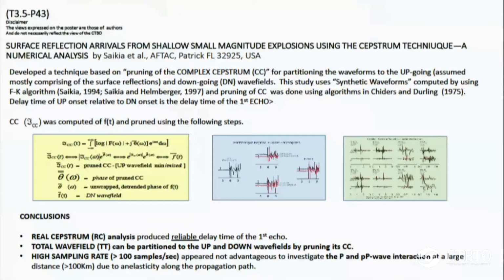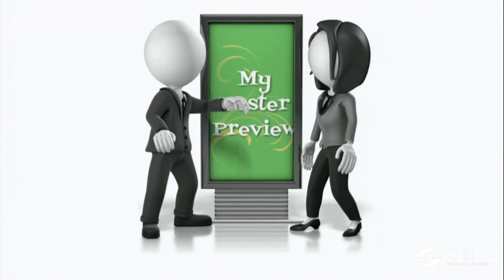I also looked at the time sampling, whether 100 samples per second versus 40 samples per second, so we'll be able to discern the interaction between little p and big P waves at large distances. So I'll be able to discuss the mathematical background in my technique and give you some initial results of blind tests and some tests where we used theoretical upgoing and downgoing wave fields as templates.